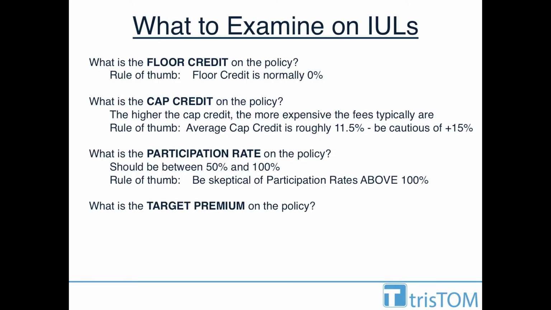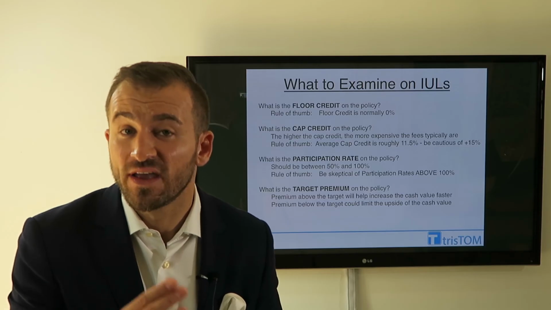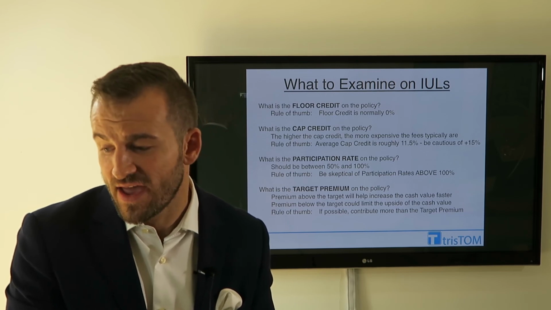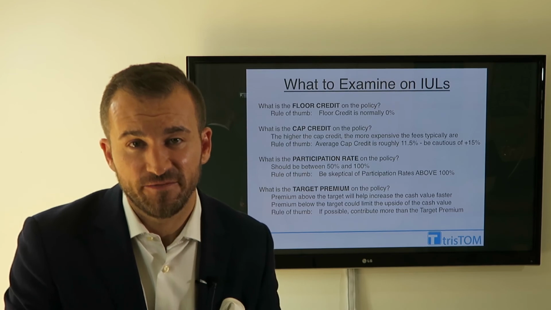And also the last thing that you should look at, and I just want to reemphasize this since this was more of a moot point before, is the target premium that your client pays into the policy. Premium that is above the target rate will help increase the cash value quicker. And premium that is below the target rate will limit the upside of cash value accumulation. So, rule of thumb is if your client can afford it, and if it is possible, have them pay something that is close or above whatever that target premium is.